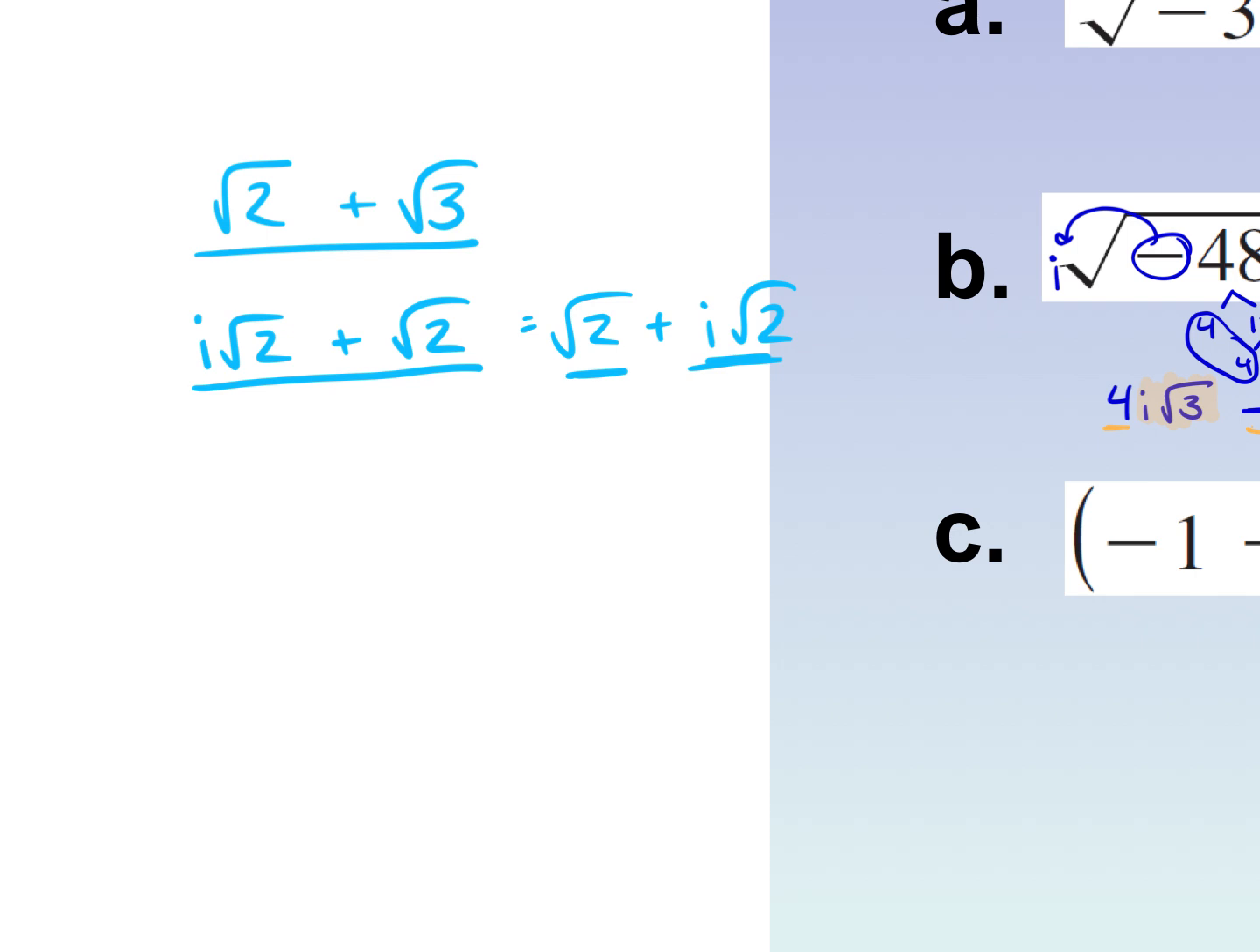If I had, let's say, 4i square root 2 plus 3i square root 2, can I add these together? Yeah, these are like terms. So we just add our coefficients. We get 7i square root 2. The square root and imaginary part stays the same.